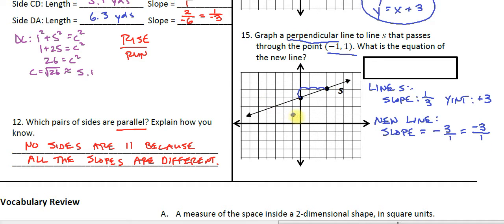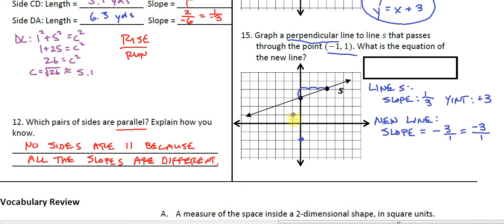Because now I can go to my existing point on my new line, negative 1, 1. I'm going to start right there and I'm going to go negative 3 on my y-axis, that's a negative rise, 1, 2, 3, and a positive 1 on my x-axis. And there's my new point. The cool part is that tells me what my y-intercept is.